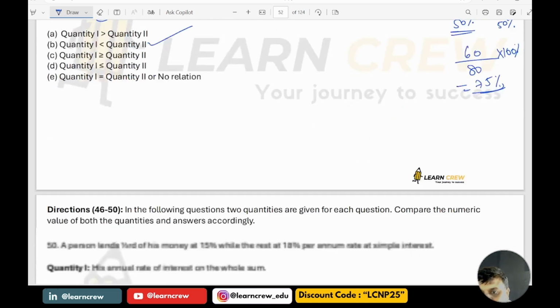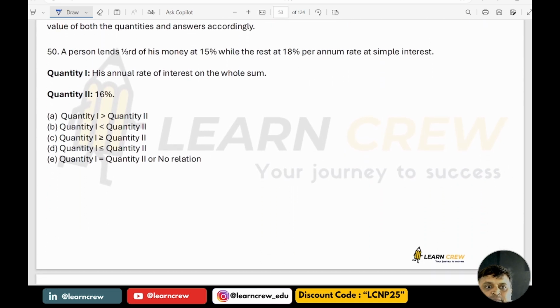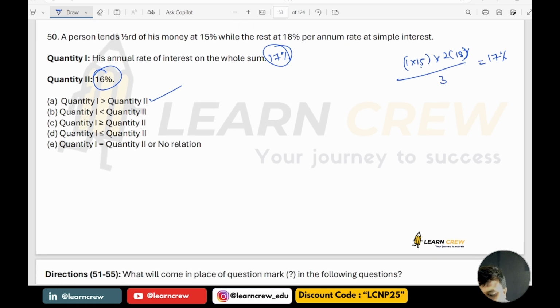Then question number 50. A person lends 1/3 of his money at 15 percentage and the rest at 18 percentage. So 1 into 15 plus 2 into 18. 2 18s are 36 plus 15, 51. 51 by 3, overall 17 percentage is the rate. Now quantity 1 is 17 percentage, quantity 2 is 16 percentage. Quantity 1 is more than quantity 2. So option is A.